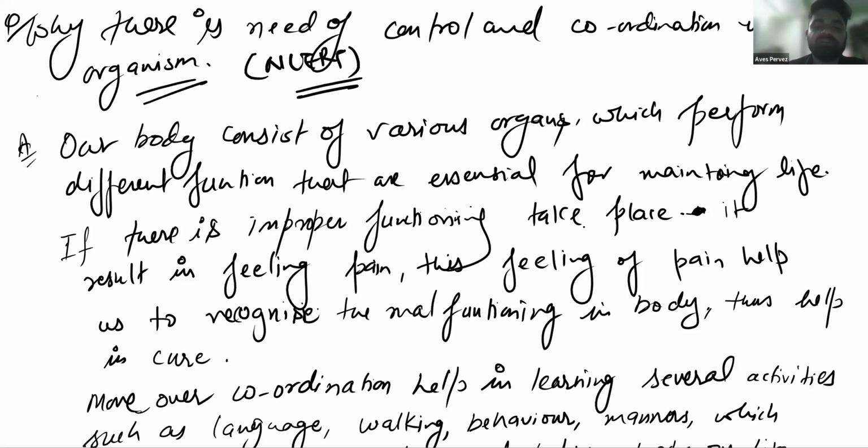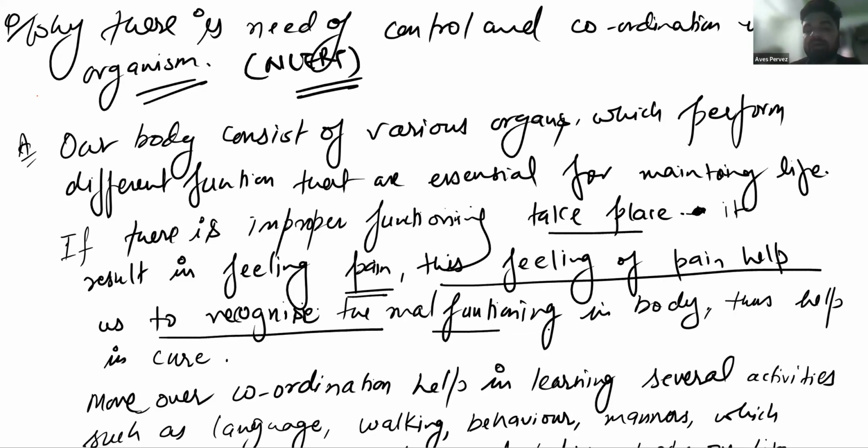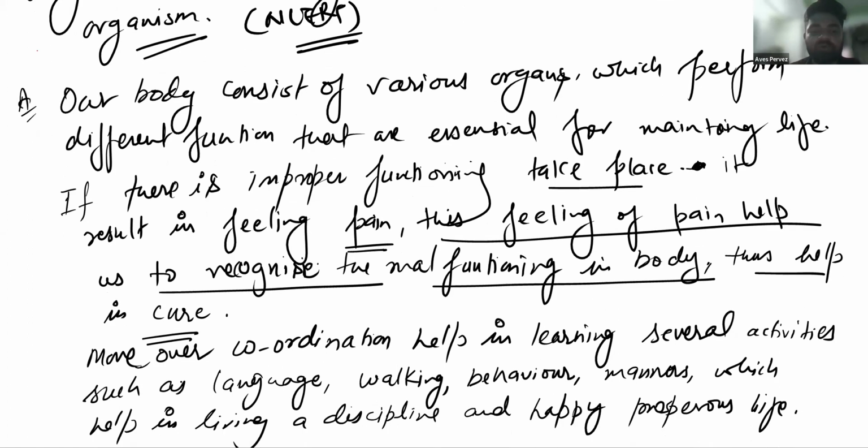So it's an important thing that if an improper functioning takes place, it results in a feeling of pain. This feeling of pain helps us recognize the malfunctioning in the body and thus helps in cure. We will visit the doctor. Moreover, control and coordination help us in learning several activities such as language, walking, behavior, manners, which help in living a disciplined and prosperous life. Okay, so note it down.